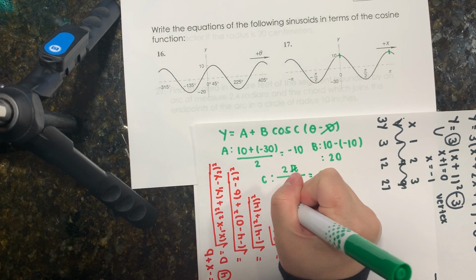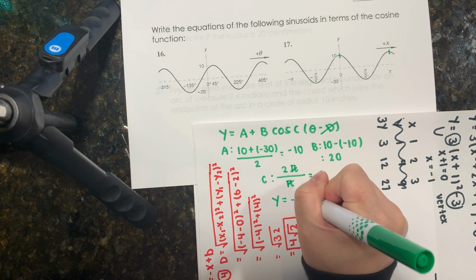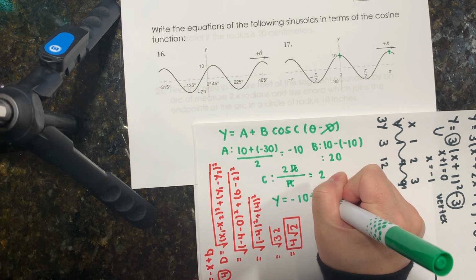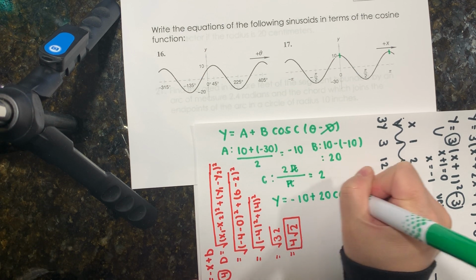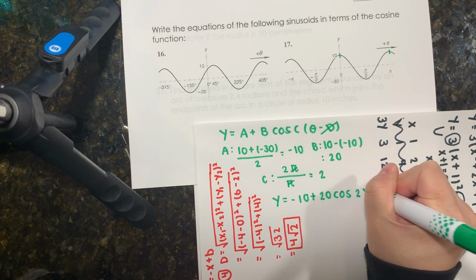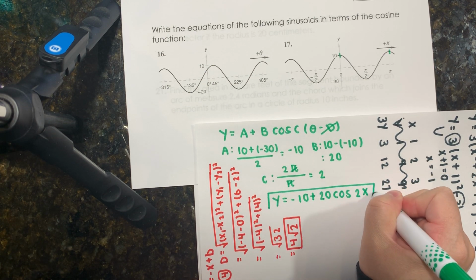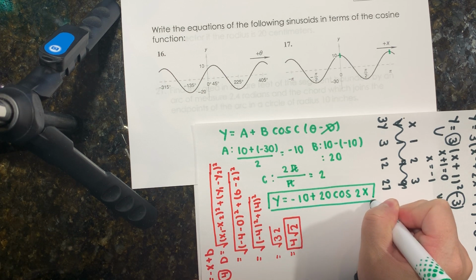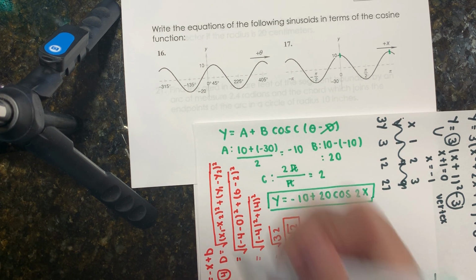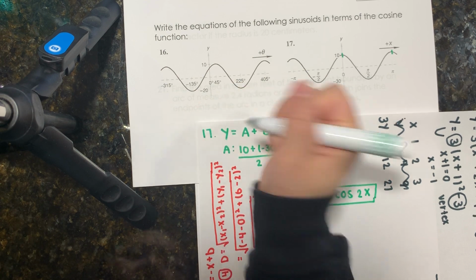And my result is going to be y is equal to a, which is -10, plus b, which is 20, cosine c, which is 2 of x. Again, there's no phase shift because it doesn't have to move. It's already in a cosine function, which is what they wanted. And that was just number 17.